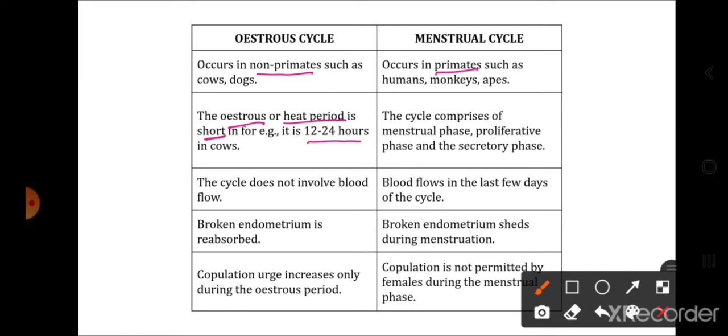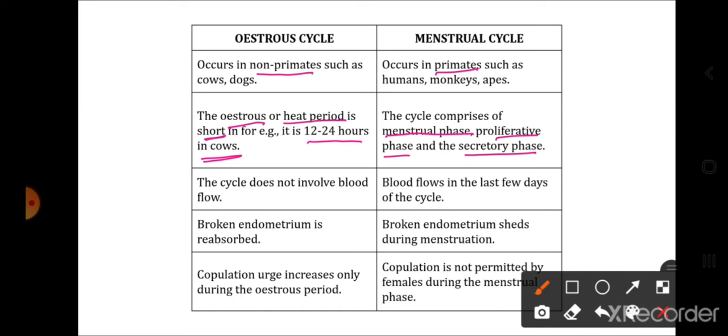It lasts for only 12 to 24 hours in case of the cows. Whereas when we talk about the menstrual cycle, we know that this menstrual cycle comprises three phases. One is the menstrual phase, another is the proliferative phase, and another is the secretory phase. One menstrual cycle approximately lasts for 28 to 30 days. So in the estrous cycle, the estrous phase is very short, which lasts for only 12 to 24 hours, whereas the menstrual cycle is divided into three phases: menstrual, proliferative and secretory phase.